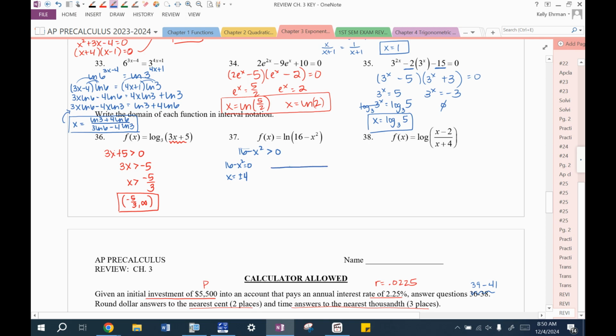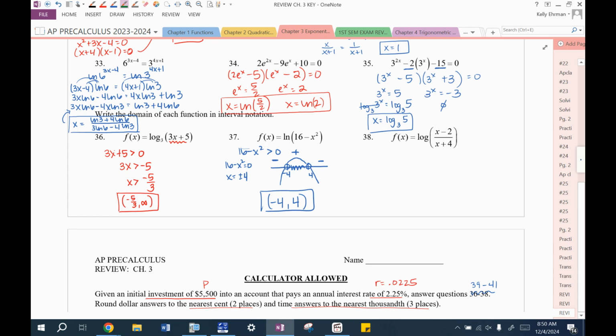And then you're supposed to put those two numbers on a number line. Greater than 0, so open circles. Now think about, or test numbers, think about this graph, 16 minus x squared. It's a parabola that opens down, and the plus and minus 4 represent the x-intercepts. So it's a graph that looks like this. To the left, the graph is negative. In the middle, it's positive. To the right, it's negative. Or you could plug negative 5 into this, plug 0 into this, plug 5 into this, and see how your numbers are coming out. We want the positive section. So my domain is between negative 4 and 4.